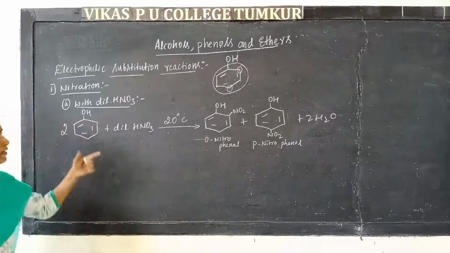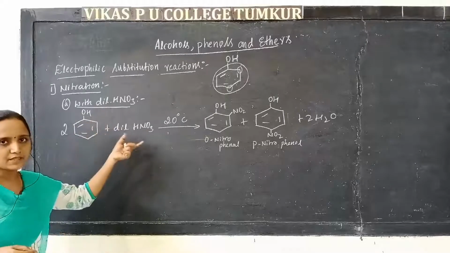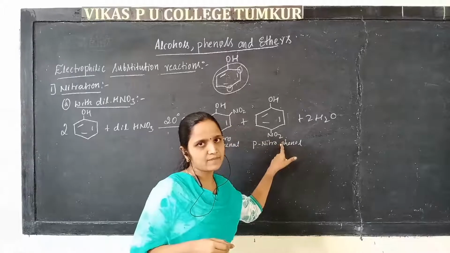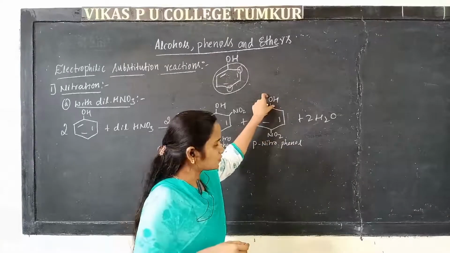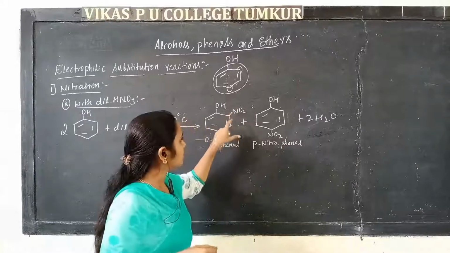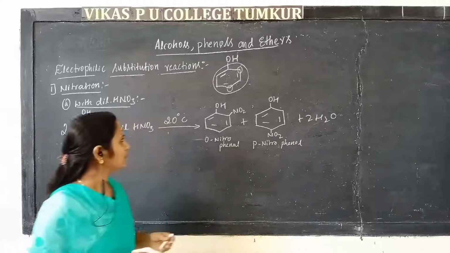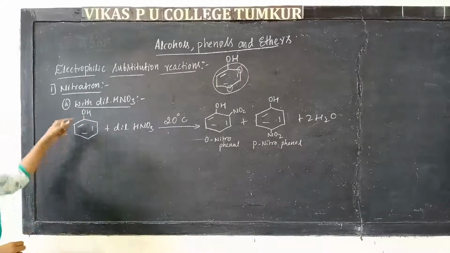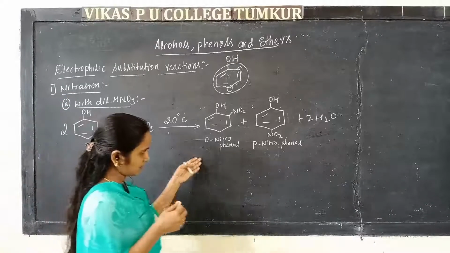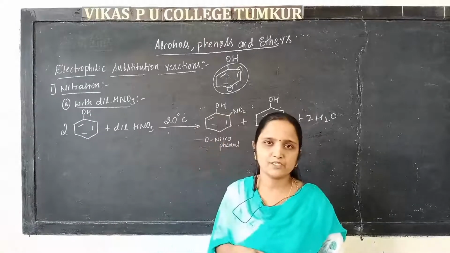With dilute nitric acid, the incoming nitro group goes to the ortho and para positions, because the OH group present in phenol directs the incoming group to the ortho and para positions. This ortho-nitrophenol and para-nitrophenol can be separated by steam distillation.